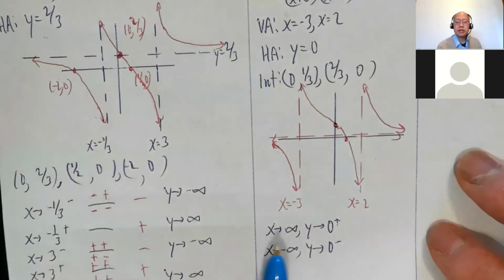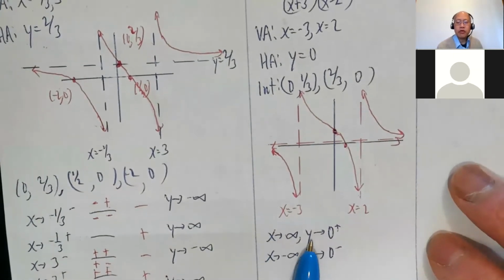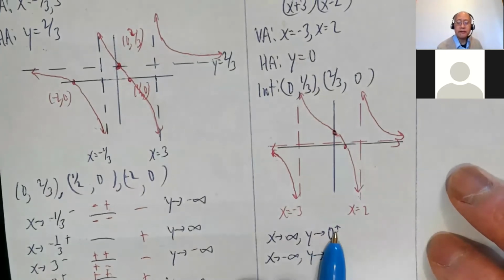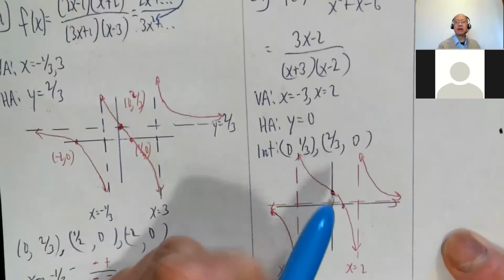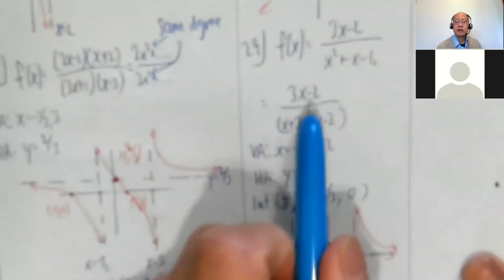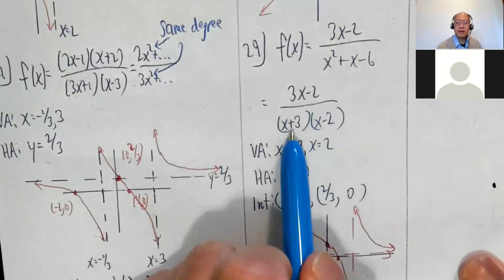Okay, let me introduce another notation. When x goes to infinity, y approaches 0 from above. It gets close to 0, but it's positive. So again, let's play the game of plugging in a billion. Where'd it go? Yeah, here, billion. Positive, positive, positive, right?